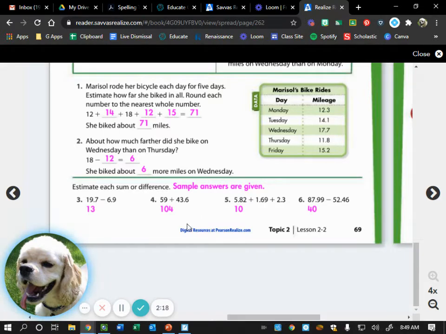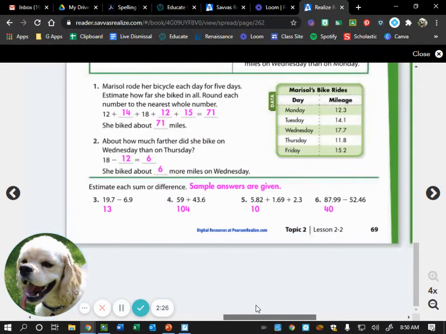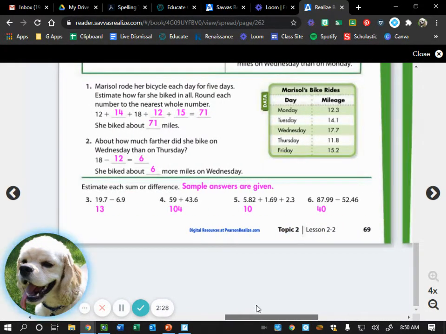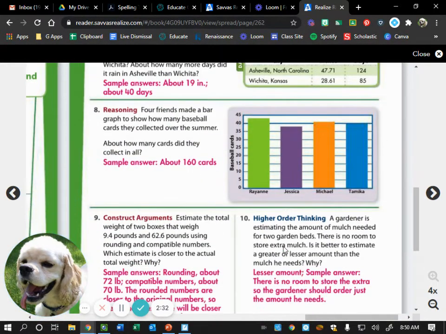All right, we had number 5 too, didn't we? No. We didn't? Okay, so next page, right? Okay. Number 8? We had 2, 4, 8. Yeah, we had 8. And 11 and 12. Yes. All right, so 8. 4 friends made a bar graph to show how many basketball cards they collected over the summer. About how many cards did they collect in all?